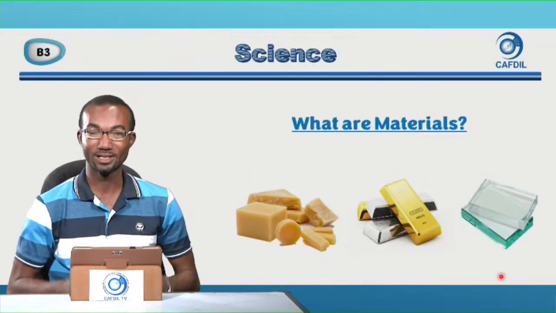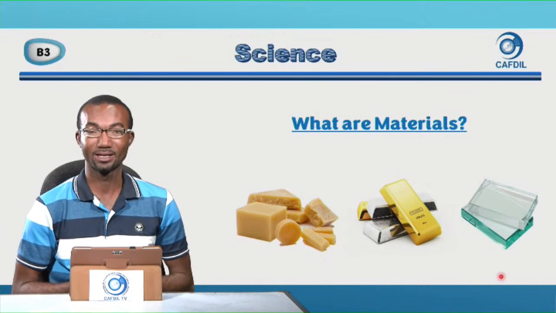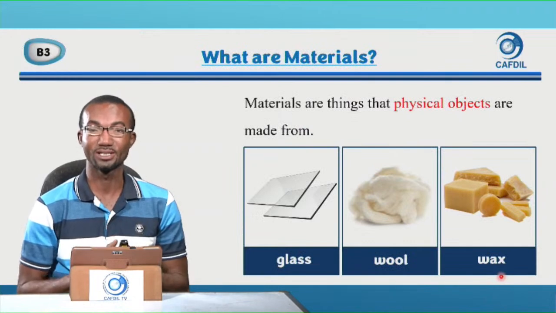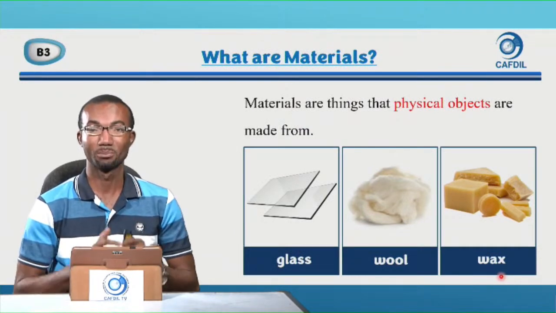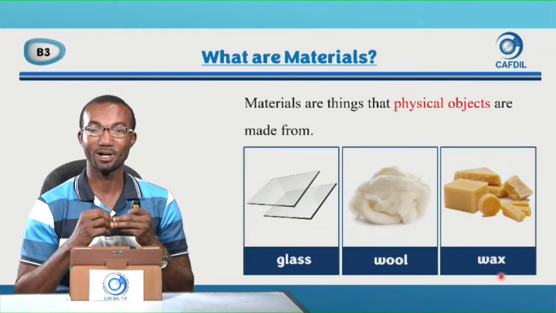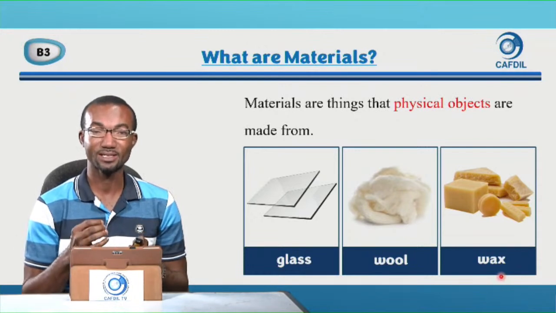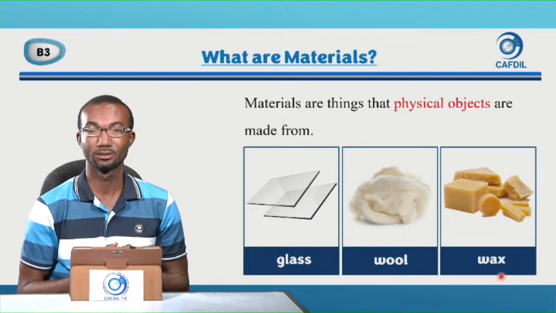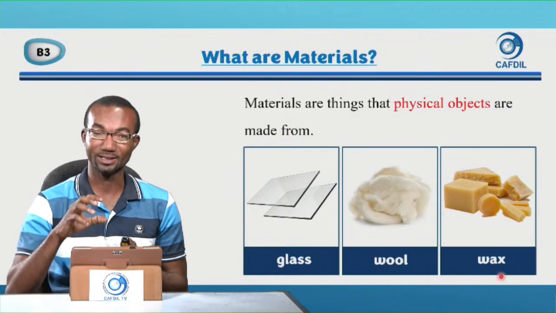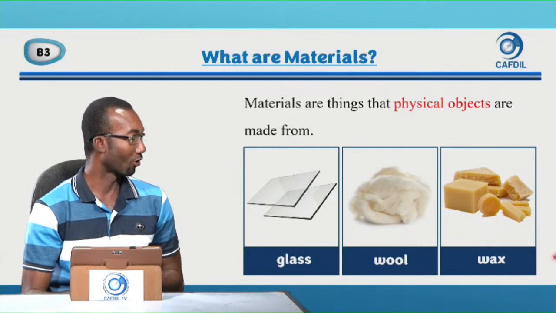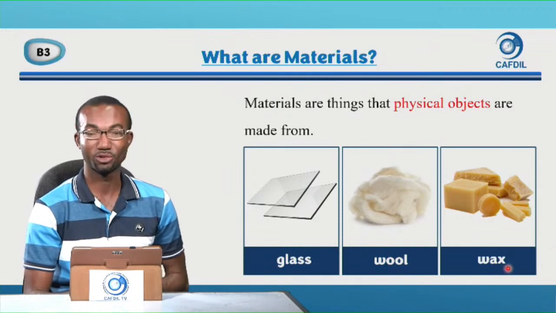Now, what are materials? Let's revisit what materials are. We said that materials are things that physical objects are made from. When we talk about physical, we are talking about things that you can touch, things that you can see. These are what we call physical. You can touch them, you can see them. So glass is an example of material. Wool is an example of material. Wax is an example of material.